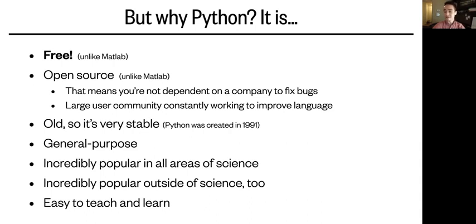And of course, it is incredibly popular in science. And that means that scientists have created a giant ecosystem of packages for Python. A package is basically a library of code that extends the core functionality of the Python language. We'll talk more about that soon. And lastly, a lot of Python's popularity is because it's one of the easiest languages to teach and to learn. It's a big reason why we're using it in this course.